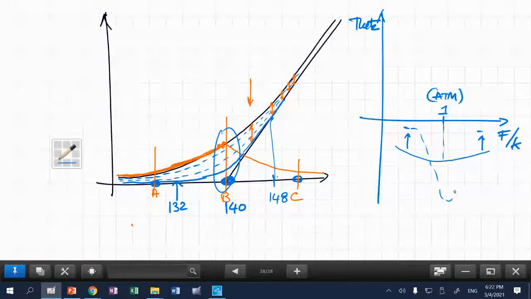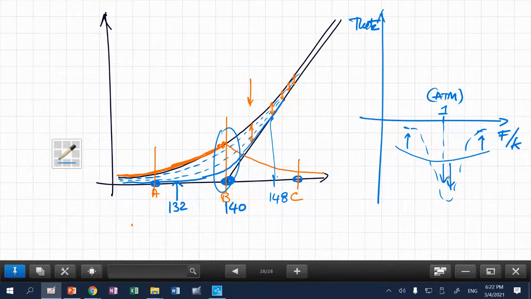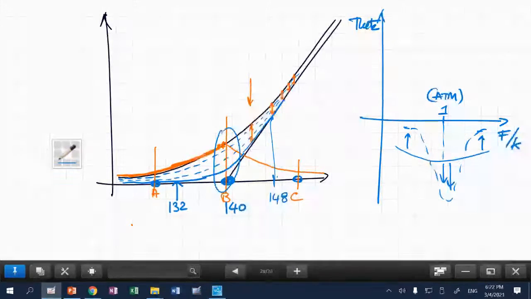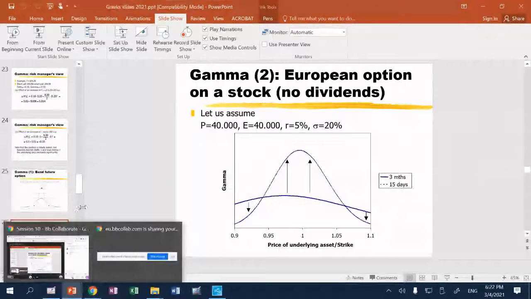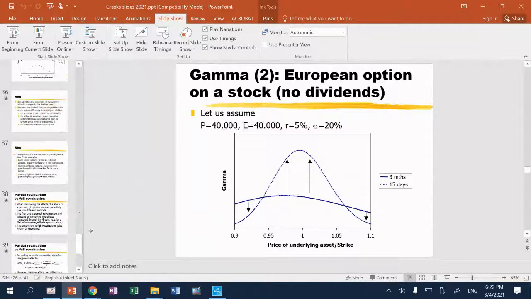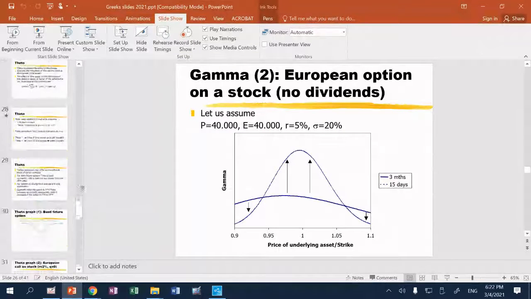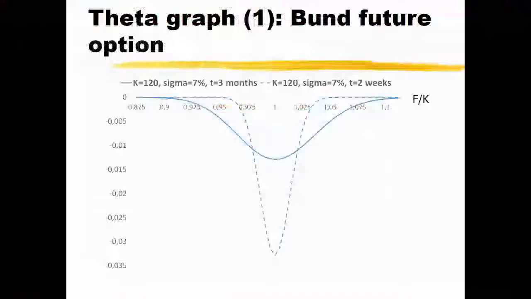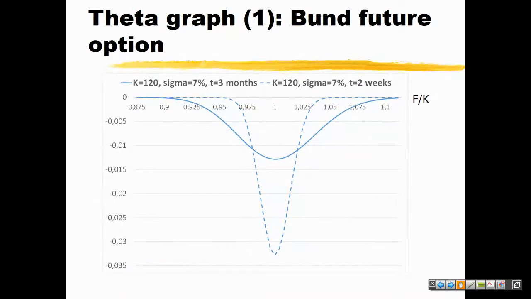So the theta behaves in this way. You have a much more negative theta when you get close to maturity. If we see the graph again, sorry, I went too far. This is the graph for the Bund future option. So exactly, you have a less negative theta when getting closer to maturity on the extremes, and a much more negative theta when you are at the money.